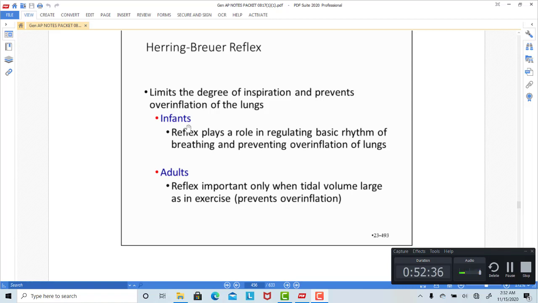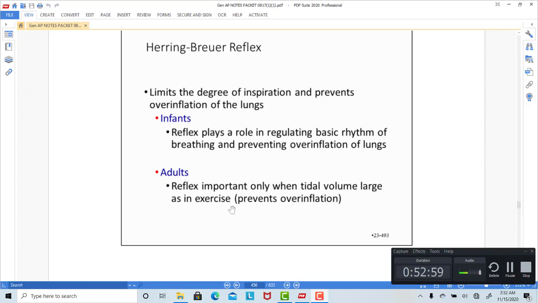So babies don't have a real regular respiratory rate. They kind of breathe fast for a little bit, then they kind of slow down, and there's not really a regulation to it because they're just using the stretch reflex to primarily regulate breathing, where adults have a more regulated breathing and they're not belly breathers as much as infants are.